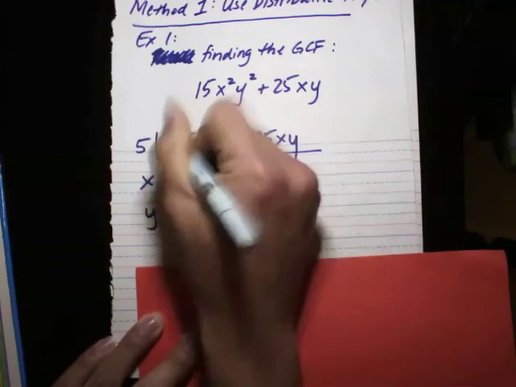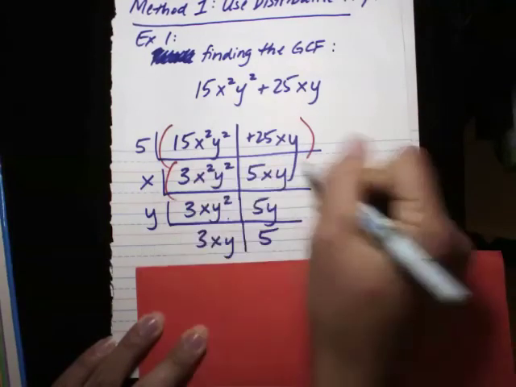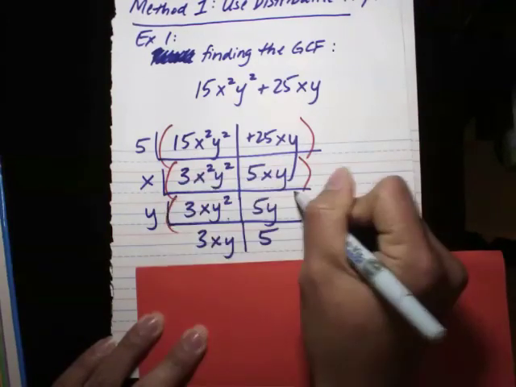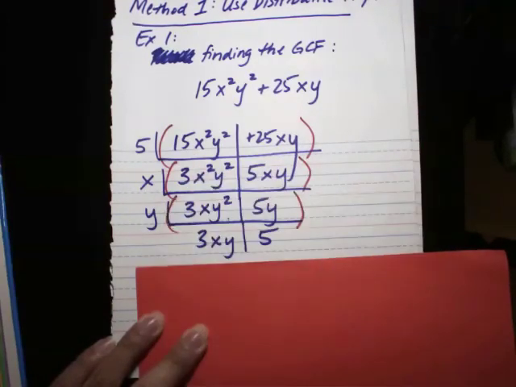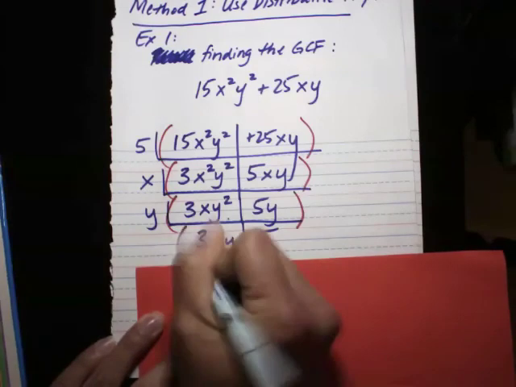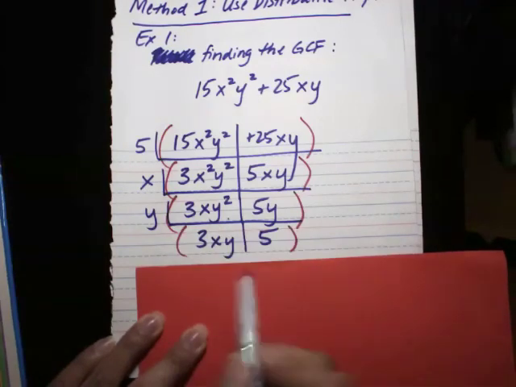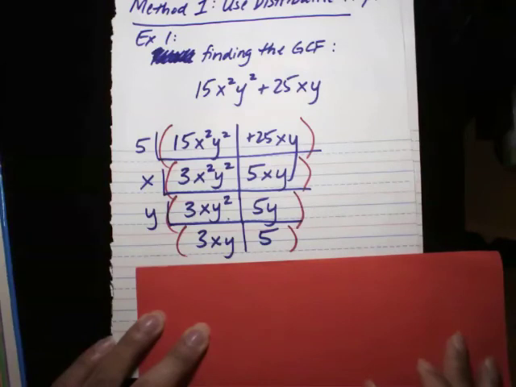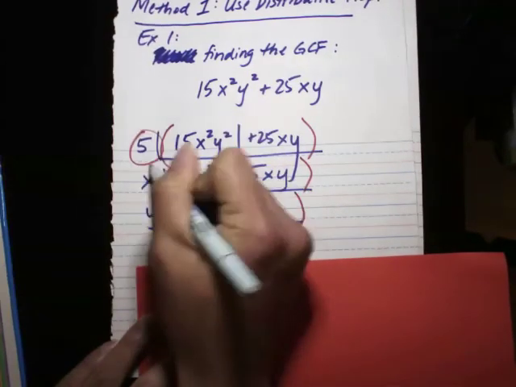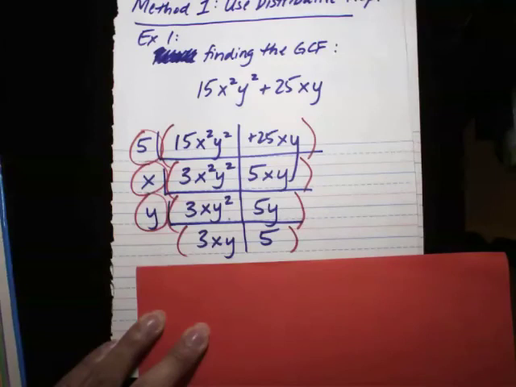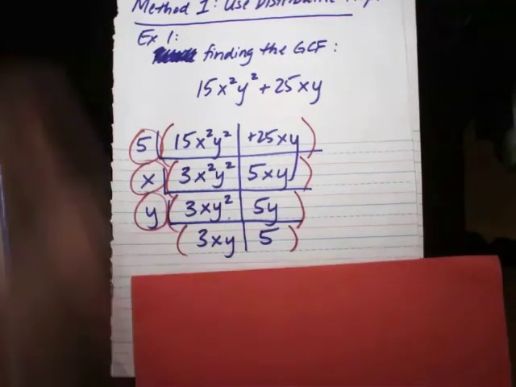Remember, this is the binomial that we started with, okay? What we're doing is we're slowly taking out pieces that they have in common. At the end, we still have this binomial, okay? These will form our two factors. Okay, so our first factor is our GCF, 5 times x times y, and our second factor is our binomial.